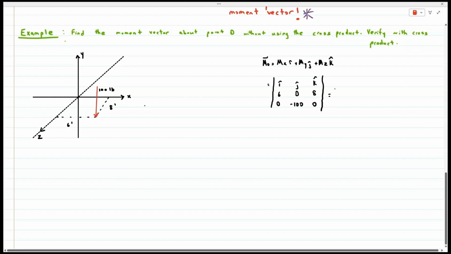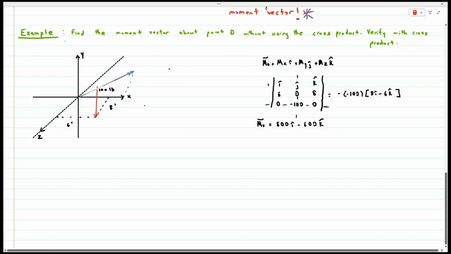If we perform the Laplace expansion, we can get the following answer. Note that you can expand the determinant based off of any row. So we can expand based off of the bottom row, and this is useful because there's a lot of zeros in that bottom row. So I expanded based off of the bottom row, and I got the following result. It's 800 in the i minus 600 in the k, and that's in foot-pounds.